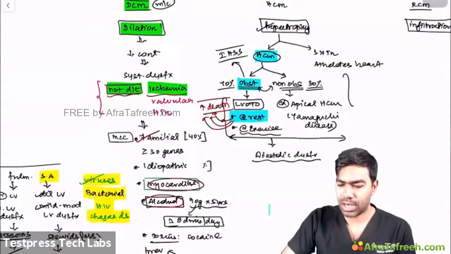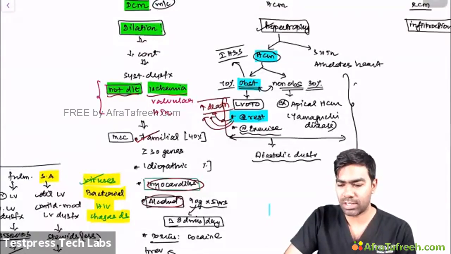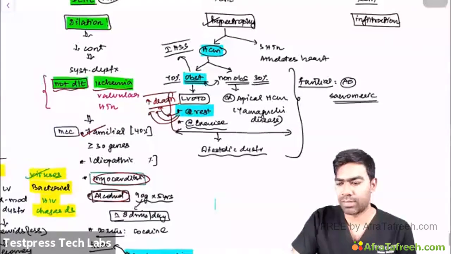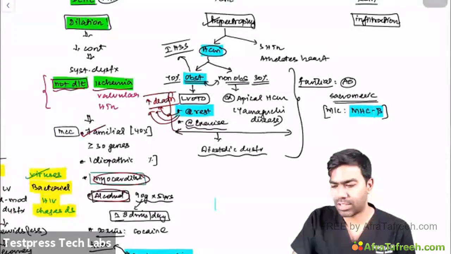And there are some conditions that can also produce it, but most of the time it will be genetic, familial only. Hypertrophic cardiomyopathy is what we are talking about. It's an autosomal dominant disorder due to involvement of the sarcomeric genes. If they ask you the most common sarcomeric gene involved in hypertrophic cardiomyopathy, it is beta myosin heavy chain. That is called MHC beta.